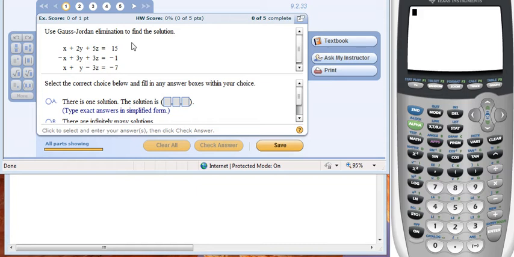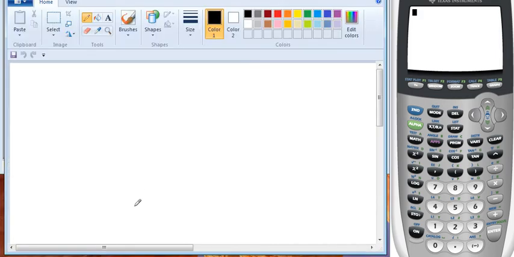So let's get started. Okay, so what we're going to do first is rewrite this in matrix form. What I'm going to do is take the coefficients, or the numbers in front of all of these letters, and write those down, and I'm just going to disregard my x's, y's, and z's for right now. Okay? So I am going to draw some sort of a box here, and I'm going to put the coefficients in here.